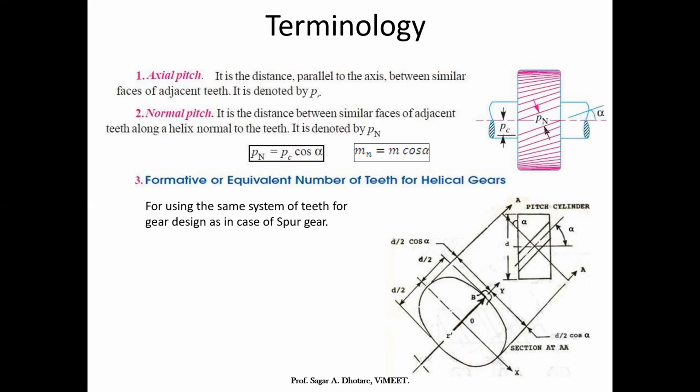Then the transverse axial pitch, as shown here, is the distance parallel to the axis between adjacent teeth, which is denoted by Pc. Then the transverse pitch is the transverse distance between two successive teeth. Then the normal pitch is the distance between two faces of adjacent teeth along the helix, normal to the teeth. So the normal pitch formula is given.